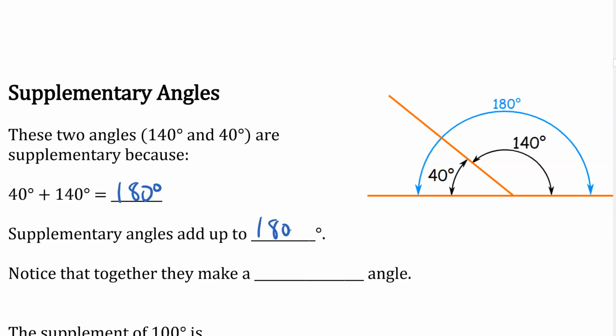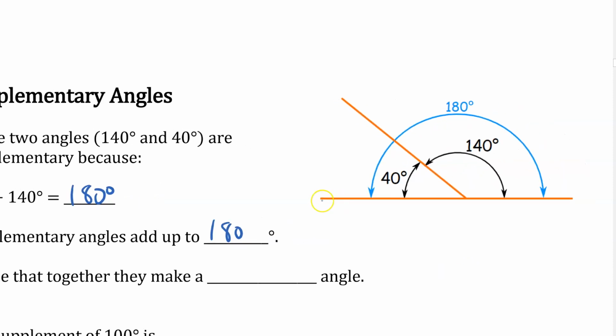Notice that together they make a, what do we call this angle? This one here, that angle with the middle point there, that is a straight angle from the first part of this lesson.